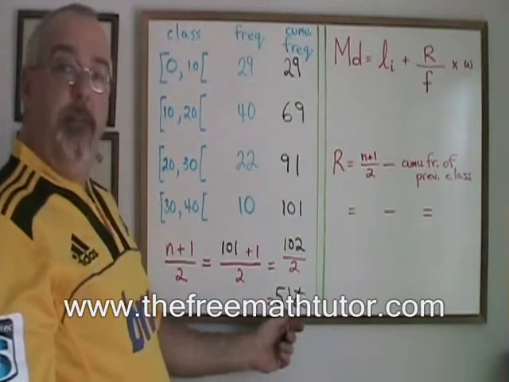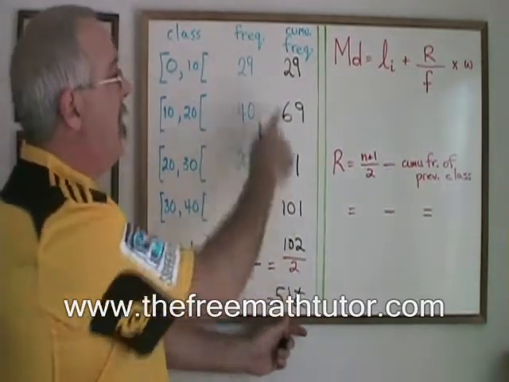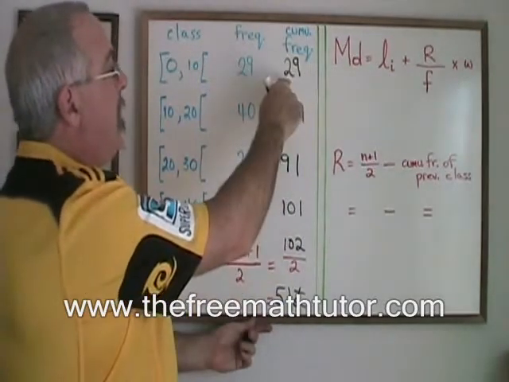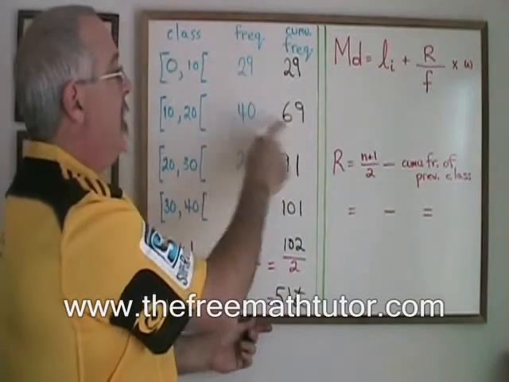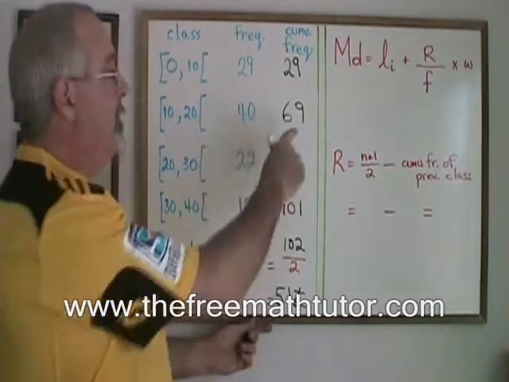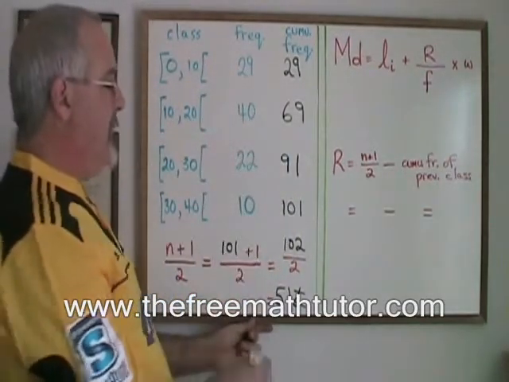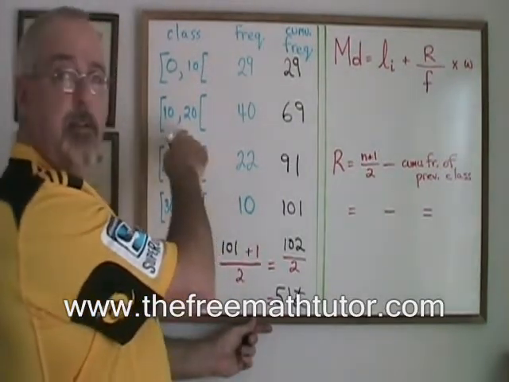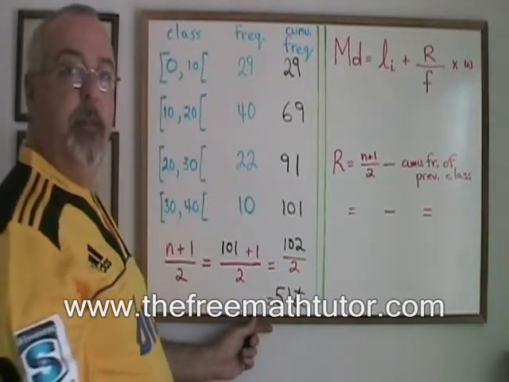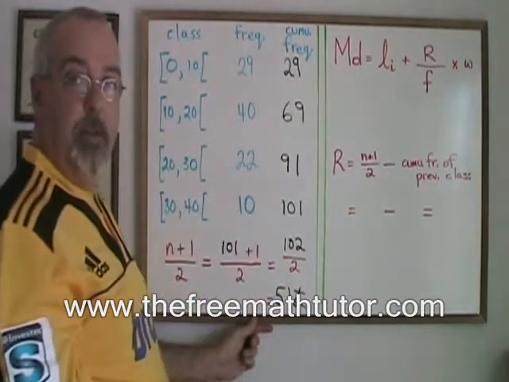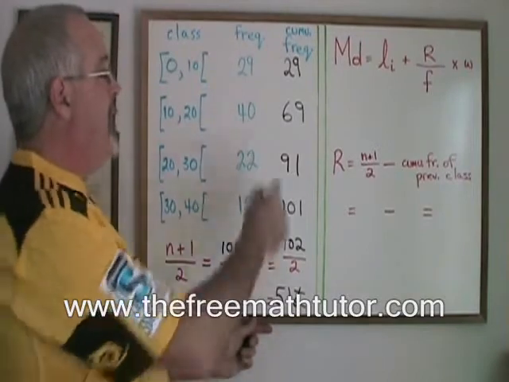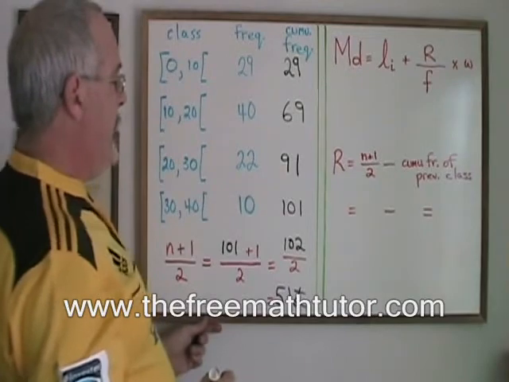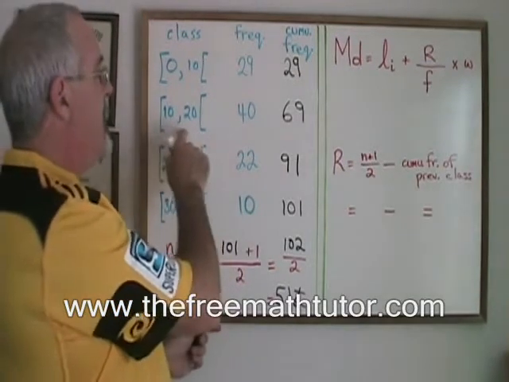Since the median is the 51st of these data values, there's no way the median can be one of these first 29. But once we get to the cumulative frequency of the second class, we have gone past the 51st value, we have reached 69. So what that tells us is that the 51st data value, which is our median, is somewhere in this class. This is our median class. Because it has to be larger than the first 29 values, but it has to be smaller than the 70th value, which would be down here. So we have identified our median class, and it is the class 10 to 20.